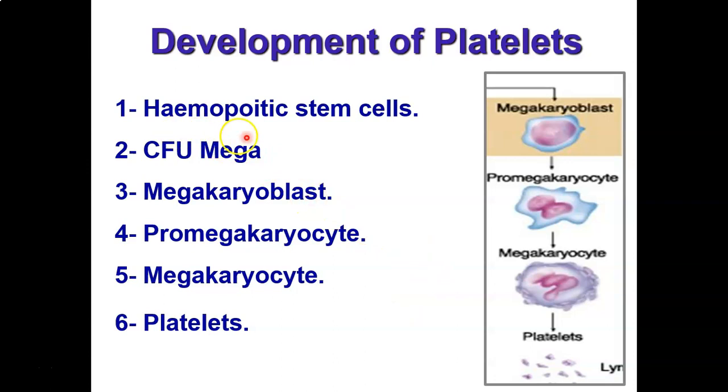Development of the platelets is very important. This is one of the very important items you have to remember. Hemopoietic stem cell, colony forming unit mega, which will give megakaryoblast, then megakaryocyte. Megakaryocyte will give the platelets, and the platelets will escape to the blood sinusoids.